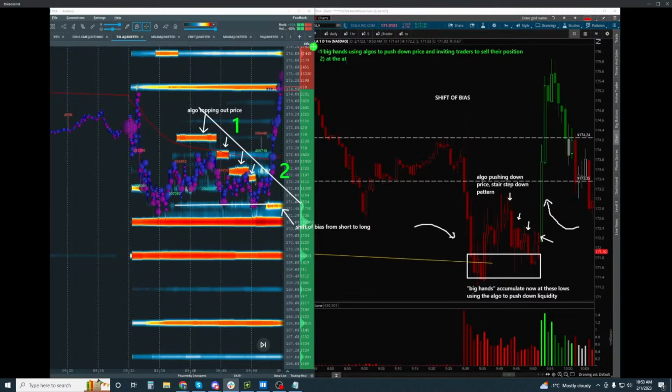2, at the same time, we believe that big hands are accumulating with this stair-step down pattern at lows, tons of liquidity, for then basically canceling their offers and squeezing out.